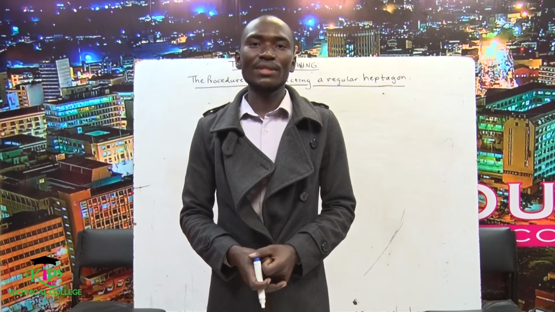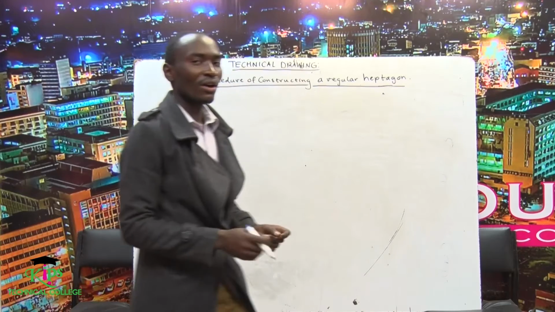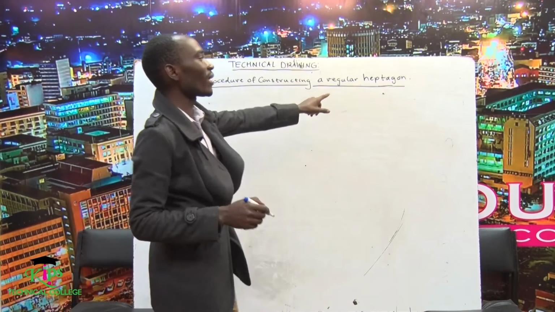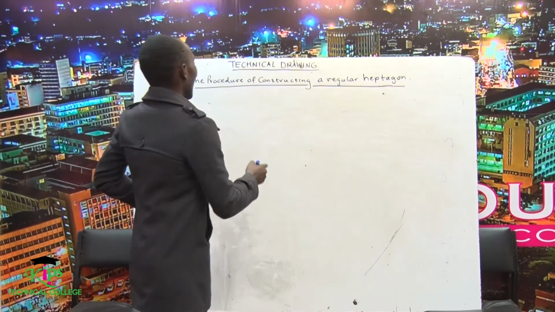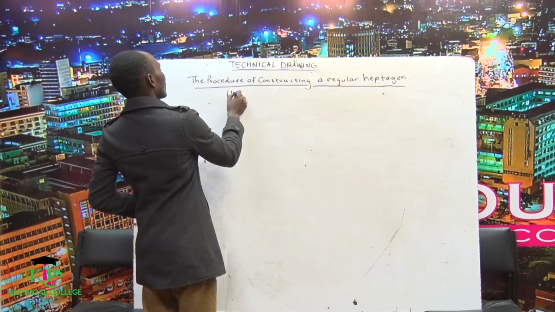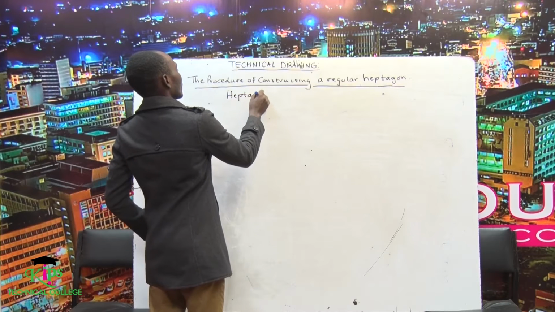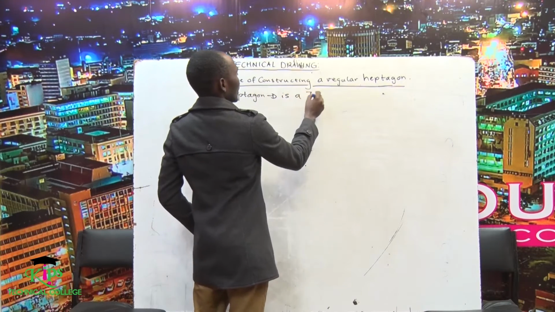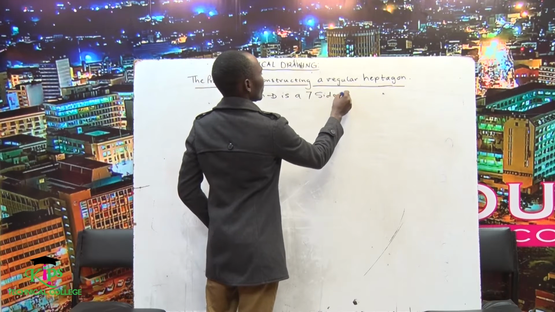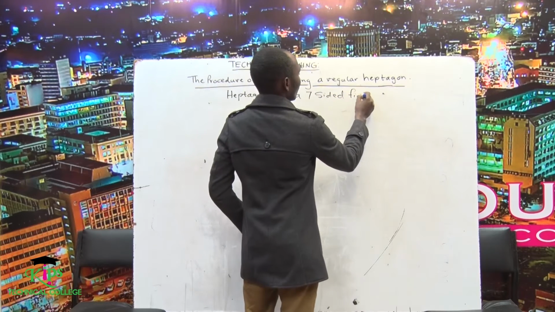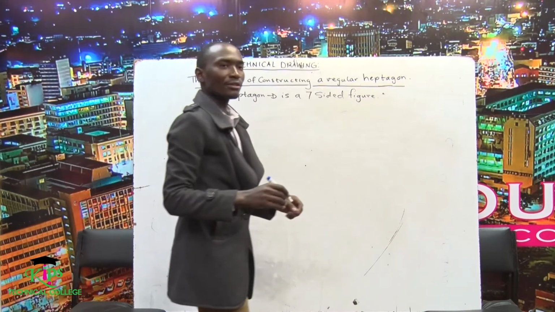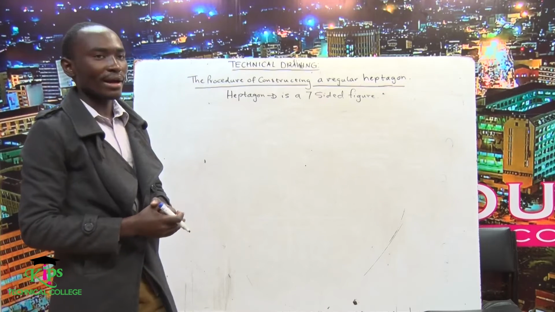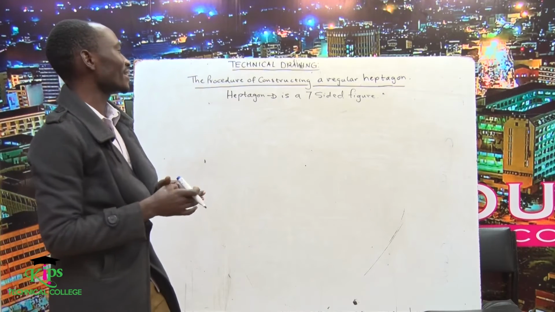Today we are going to study the procedure of constructing a regular heptagon. A heptagon is a seven-sided figure. So how do you construct a regular heptagon, which is a seven-sided figure?